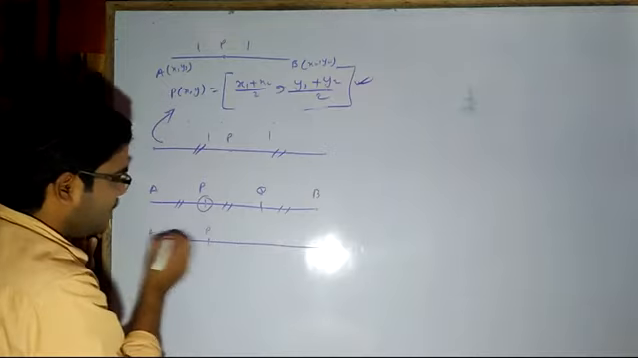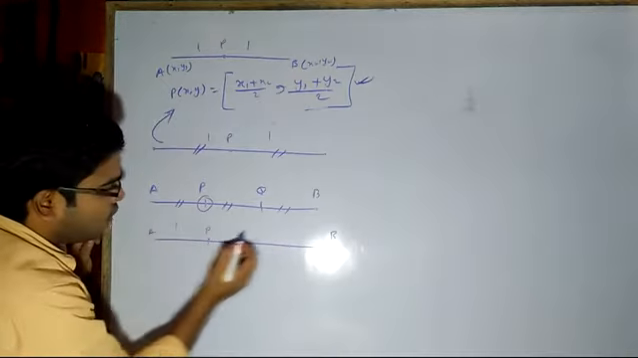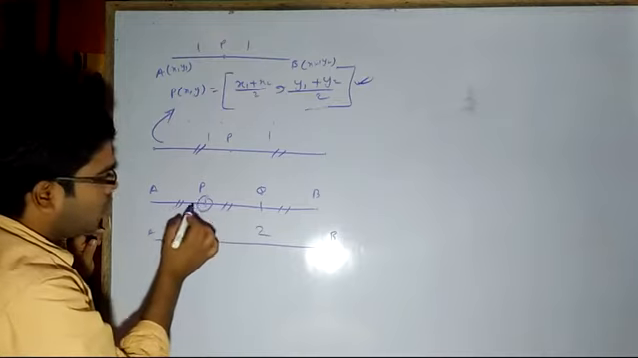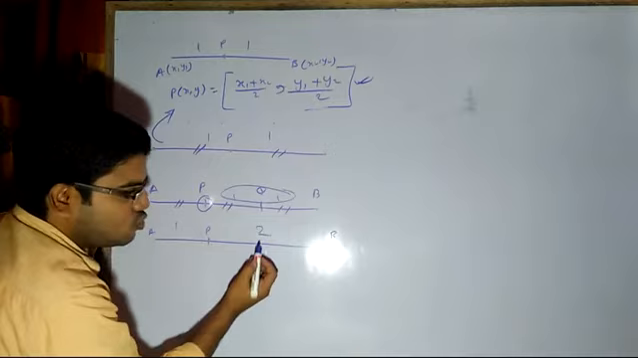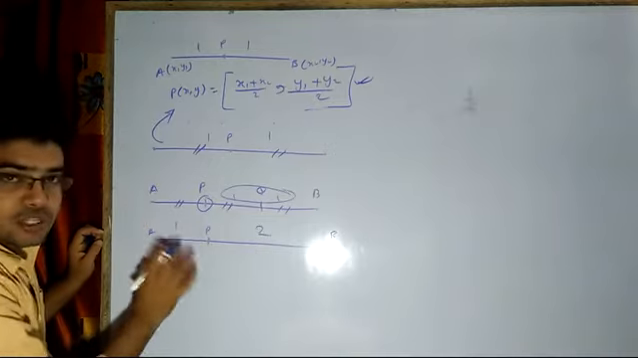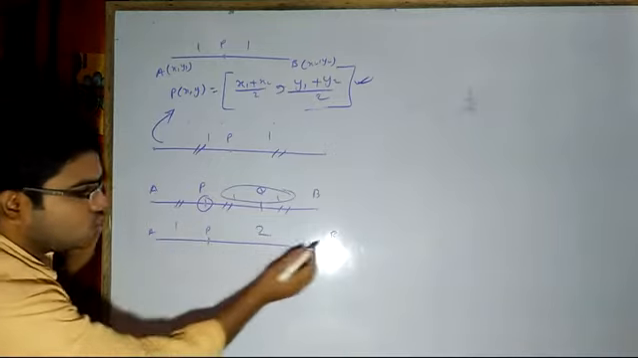Here P, here A, here B. So what is the ratio? 1:2 it has come, because this was one part and this was one part, together they will form two parts. So the formula that you have to apply is the 1:2 ratio.